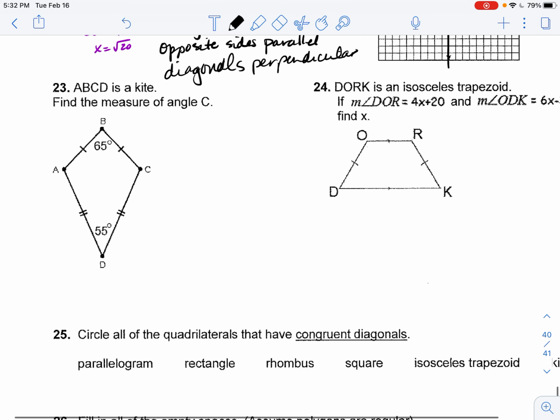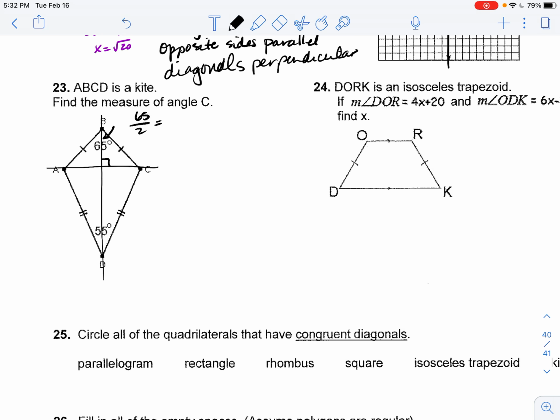So a lot of work for one little answer, but that's okay. It was worth it. All right, 23. ABCD is a kite. Find the measure of angle C. Okay, so what we do know is that the diagonals are going to intersect perpendicular, and this vertical and horizontal are going to bisect these angles.